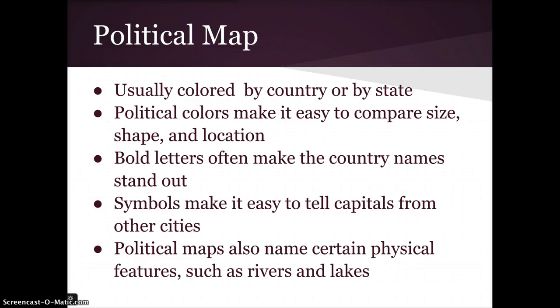Symbols, there's lots of symbols, and most maps will have a legend, so you know what those individual symbols mean. But you can tell that it's a capital because it will have a star, whether it's a circle with a star inside or just a plain star. And you can tell that those are the capital cities of either the countries or the states. And then all other cities will be indicated by some other symbol, typically just a round dot. Political maps also name certain physical features such as rivers and lakes.